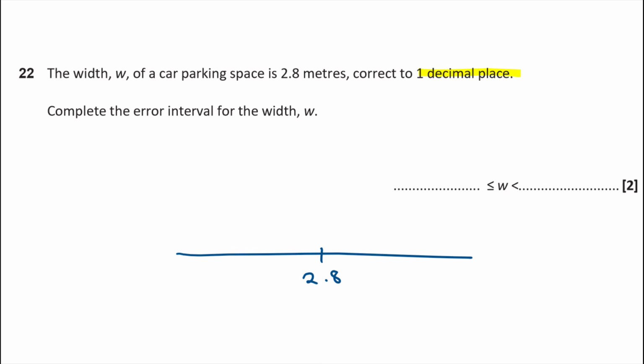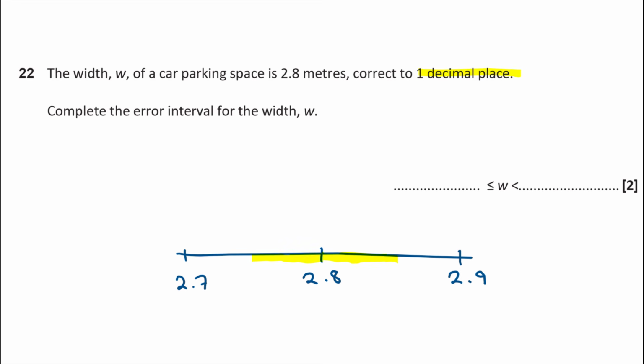Now, 1 decimal place more than 2.8 would be 2.9, and 1 decimal place less than 2.8 would be 2.7. Now then, presumably, if it rounds to 2.8, it's got to be closer to 2.8 than 2.7, and it's got to be closer to 2.8 than 2.9.